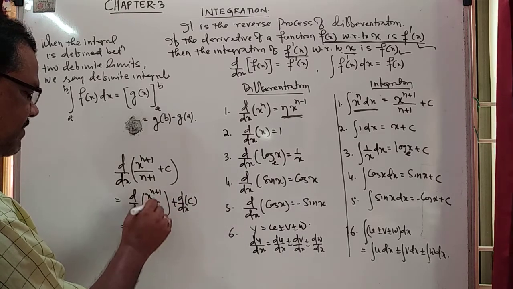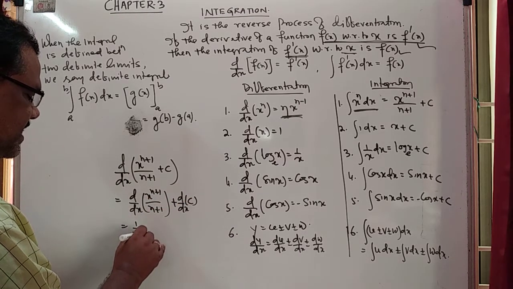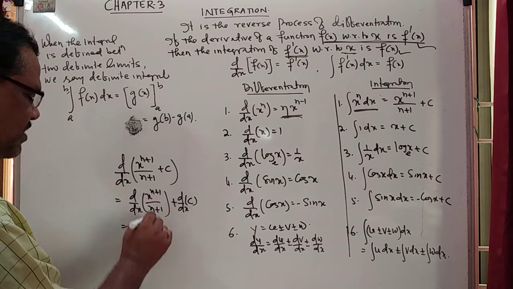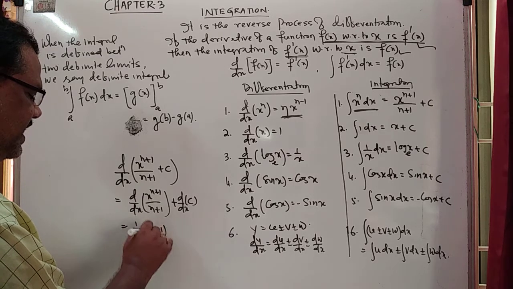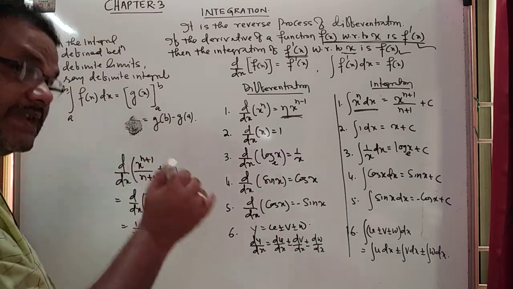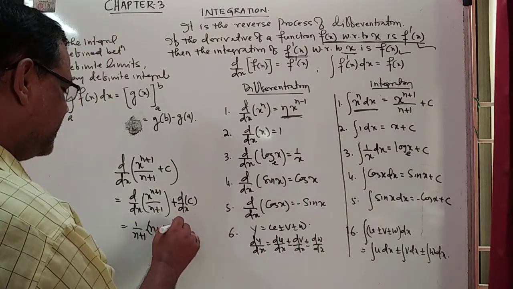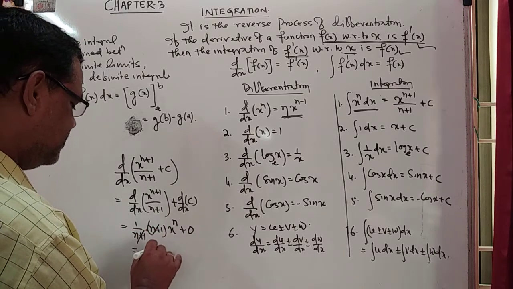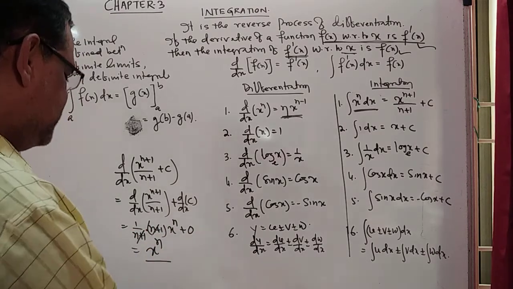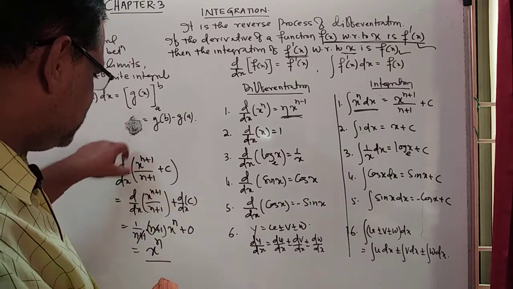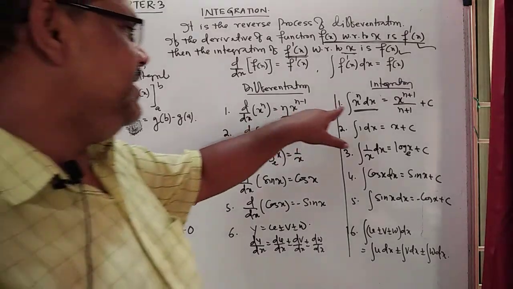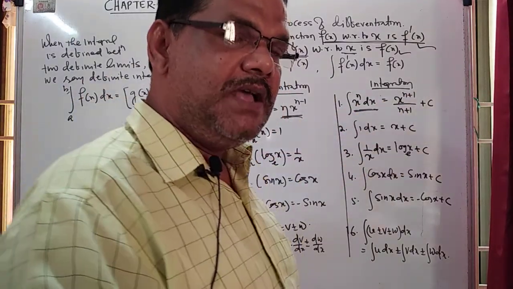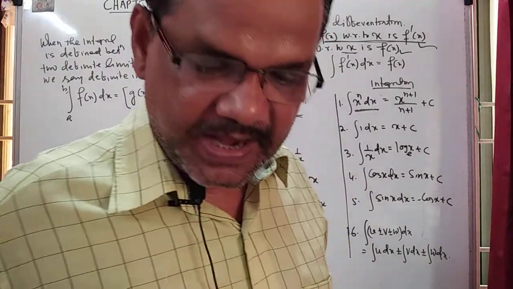So what will this be? 1 by n plus 1 is taken out, this is the constant. Differentiation of x to the power n plus 1 will be n plus 1 into x to the power n plus 1 minus 1, that is x to the power n, and the constant part is 0. The n plus 1 cancels, and you get x to the power n. So if you are integrating x to the power n dx, you get x to the power n plus 1 upon n plus 1, plus c, a constant of integration.